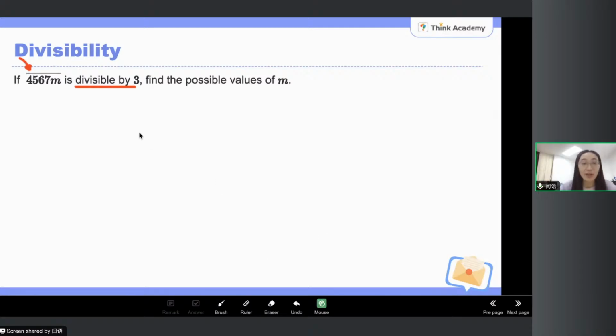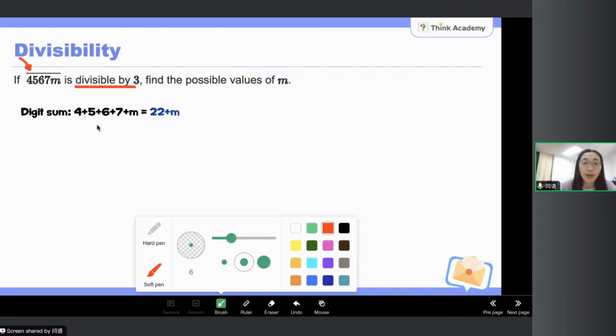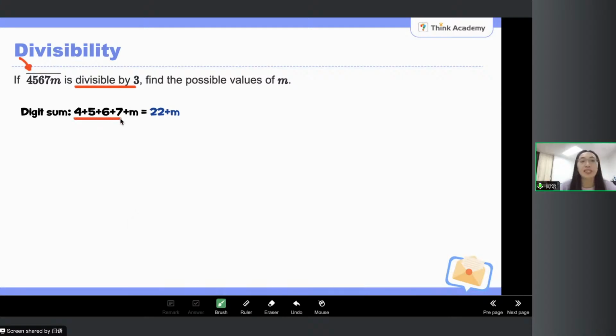If the number is divisible by 3, you must check the digit sum, right? So the digit sum is 4 plus 5 plus 6 plus 7 plus M. Here we try to combine, what can we figure out? 4 plus 5 plus 6 plus 7, you will get 22. So now, the digit sum is 22 plus M.